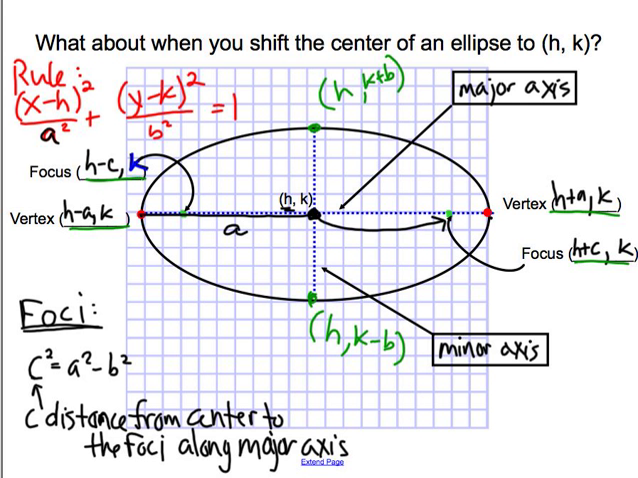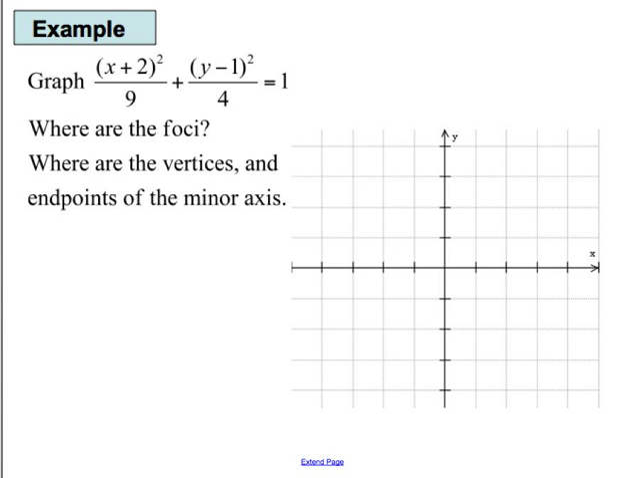So let's take a look at some examples when we've shifted the ellipse. Let's take a look first at graphing. We always start with finding the center, just like a circle. So we're going to go to (-2, 1). The center is at (-2, 1), because, remember, it's the opposite of what you see here. So that's my center. Now I want to think of this 9 as 3 squared and this 4 as 2 squared so that I can truly see the values of the minor and major axis.